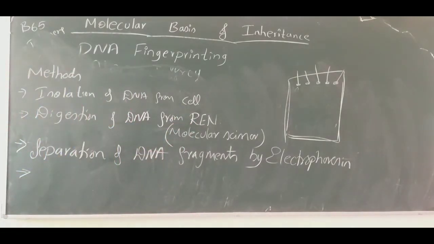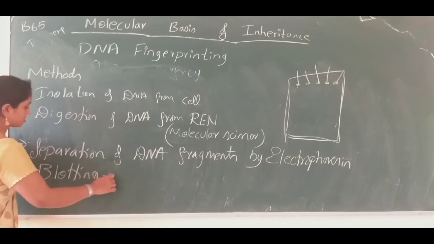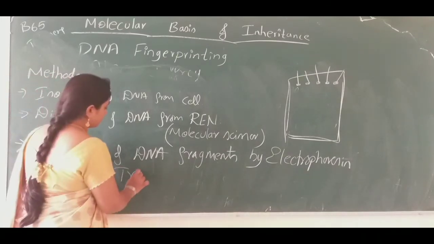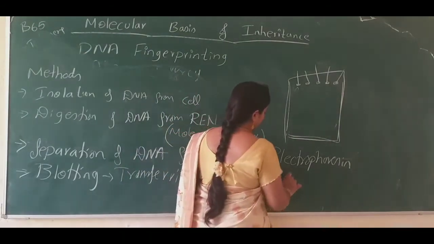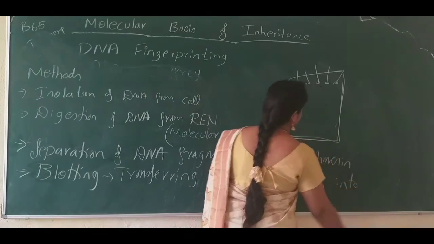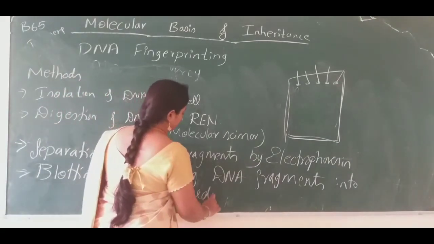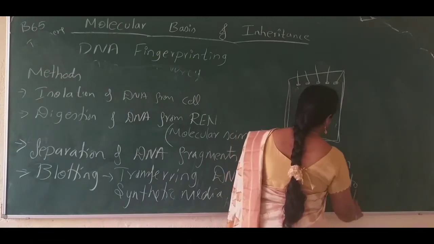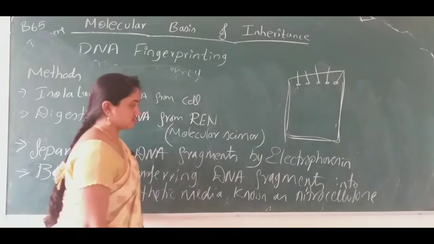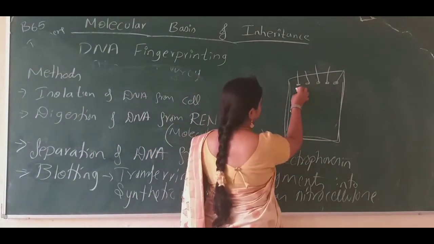And then next is transferring of separated DNA fragments to synthetic membranes. Next is blotting. Blotting means what? Transferring DNA fragments into synthetic media known as nitrocellulose membrane. So when we pour the DNA sample, it will separate like this.